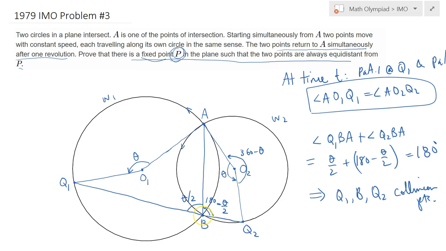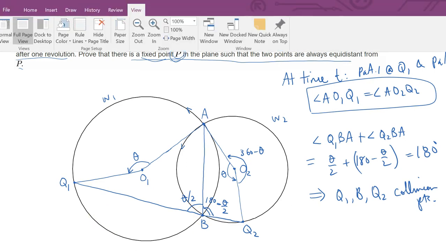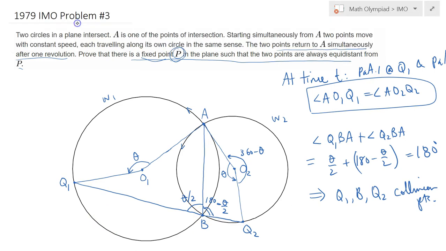That's crucial, right? So from now on, if I wonder where the particle is, if the first particle is, say, at this point Q1 prime, and I wonder where the second particle is at that time, I don't need to measure angles any longer. All I do is connect this point through B and let it intersect here, and boom, I have the Q2 prime, the location of the second particle.